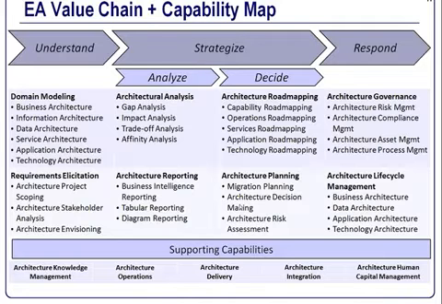So if we take a quick look at the understand part of the value chain, this is where you would do things that we call domain modeling. So this is basically describing different architecture domains like business architecture or data architecture or technology architecture, but also trying to understand how and why people are caring about enterprise architecture.